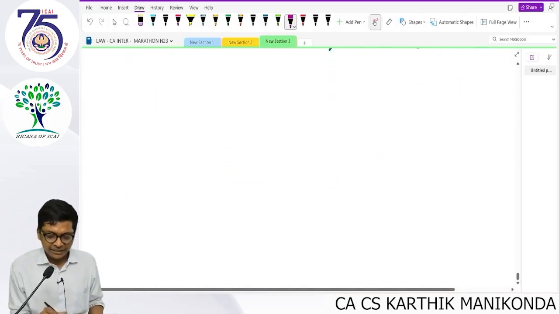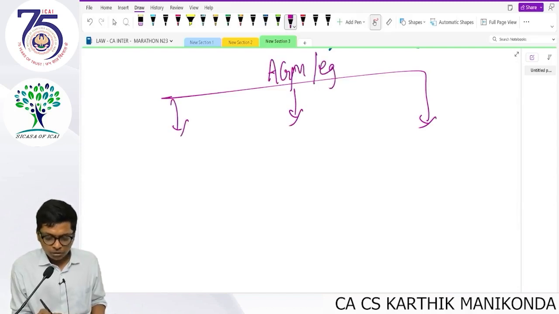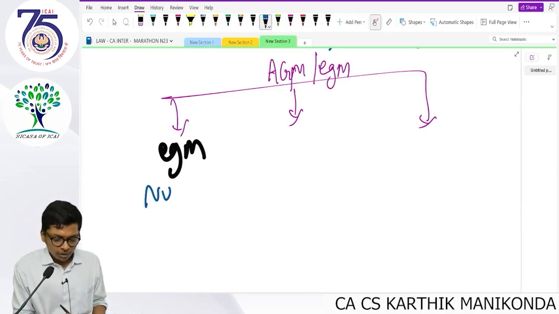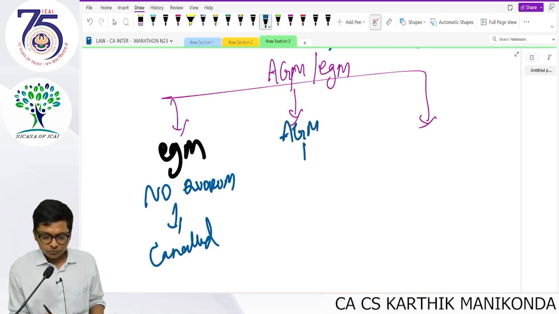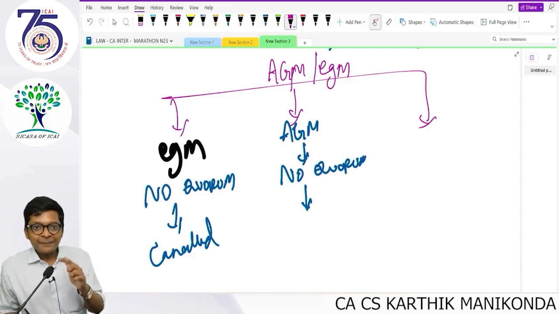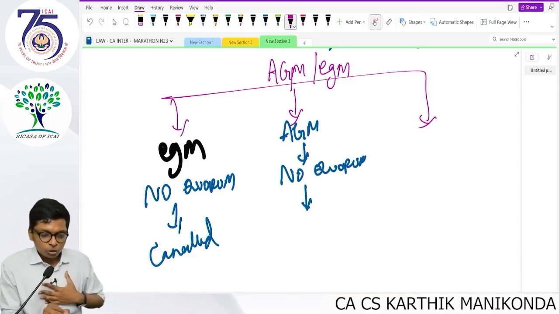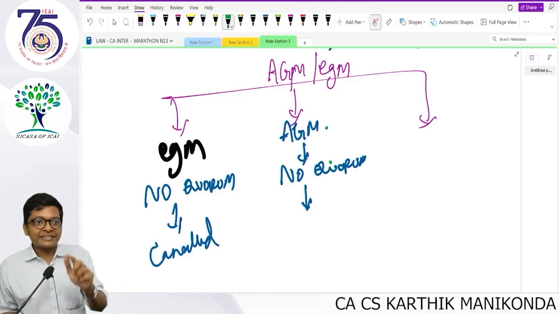So, look at this. If I have to summarize, in an AGM or EGM: in EGM, no quorum, the meeting is cancelled. In AGM, no quorum, the meeting is adjourned. To which day? Next week, same day, same time is wrong. If there is no quorum in AGM, the board will decide the place. If the board is silent, then only next week, same day, same time, same place.